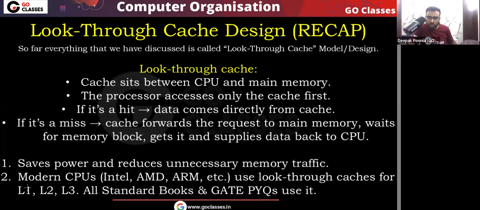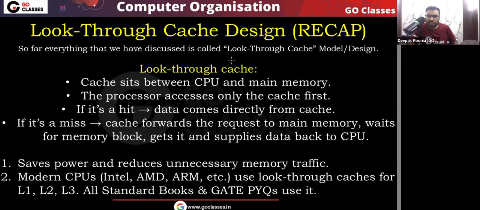I hope you understood. And in all the modern CPUs, for L1, L2, L3 caches, we use the look through design. Also remember, all the standard books and all the GATE PYQs follow the look through design. Notice one thing, everything that we have seen so far is actually defined as look through cache, or I can say that is basically the definition of look through cache. All the standard books and GATE PYQs follow what we have seen so far.